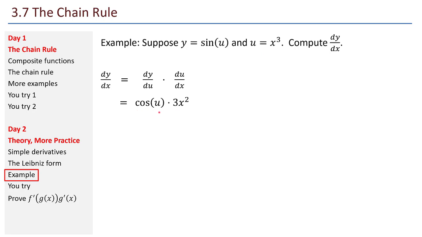But now my answer has a mix of variables. It has both u and x. I don't really want that. Ultimately, I just want only variable x to appear. So I do one more step, and I replace that u with the x cubed, because after all, that's what u really is. And there we have it. We have our final solution, all in terms of x.